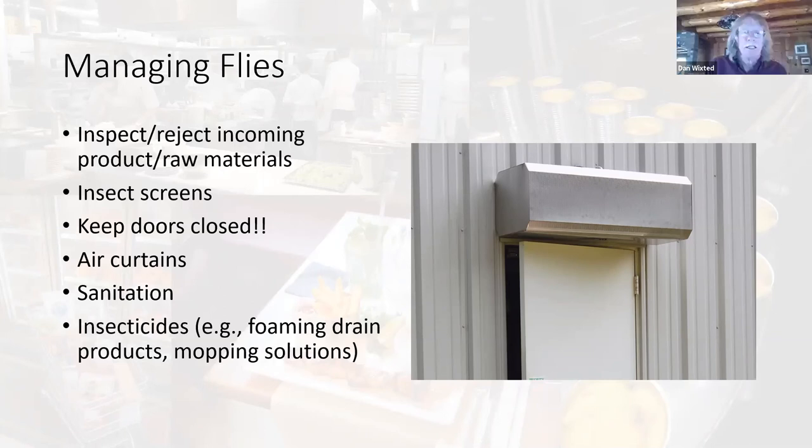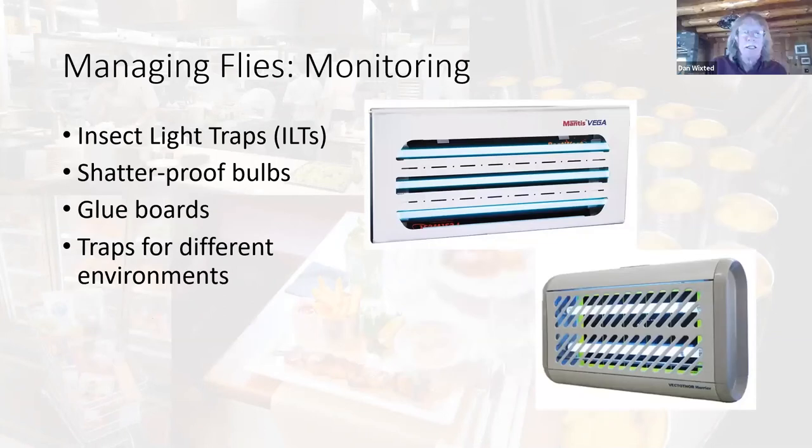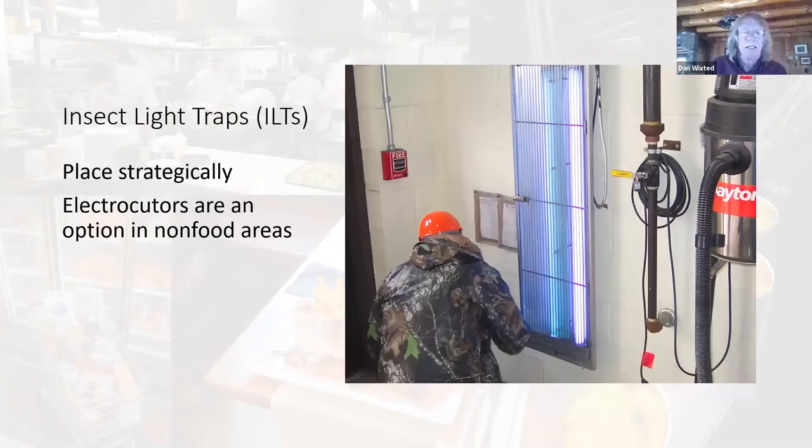Next. I'm not seeing slides, so I'm guessing I'm going to slow employee awareness. Is that correct? So we were just on managing flies, monitoring, the shatterproof bulbs, glue board. Yep, we talked about those. And then I didn't forget to say next. I'm sorry. You can go next to where the employee awareness is.